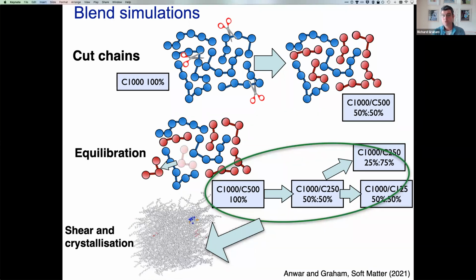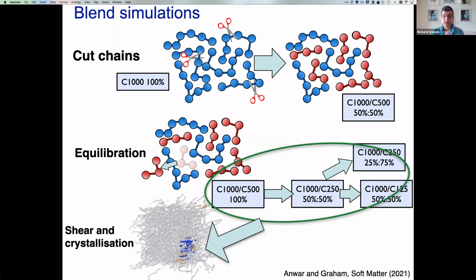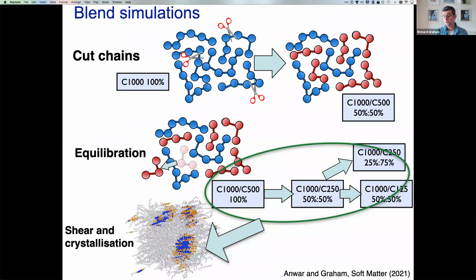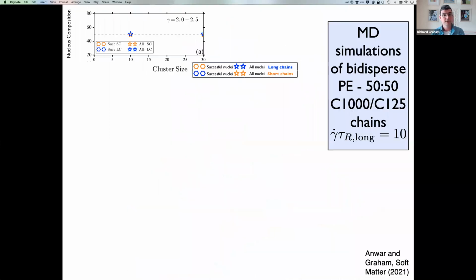So we did all that, we relaxed them, we then ran the simulations, and we looked at the nuclei as they formed and asked, what's the concentration of short and long chains in the nucleus? So this is the blend. I'm showing you the blend where it worked the nicest. This is polyethylene. It's a 50-50 mix of C1000, our original long chains, with C125. So we've cut these 4 times. So this was the most widely separated blend that we looked at.